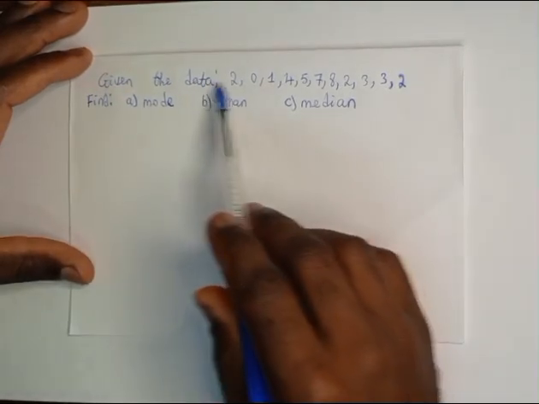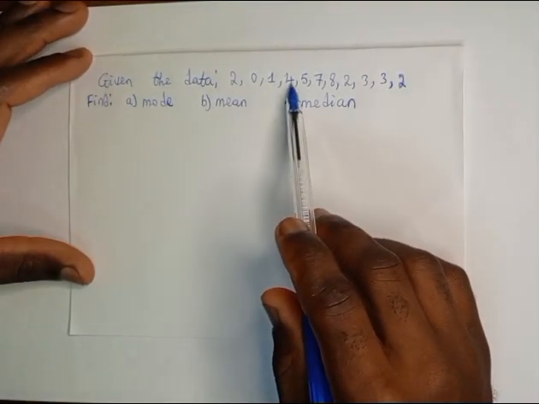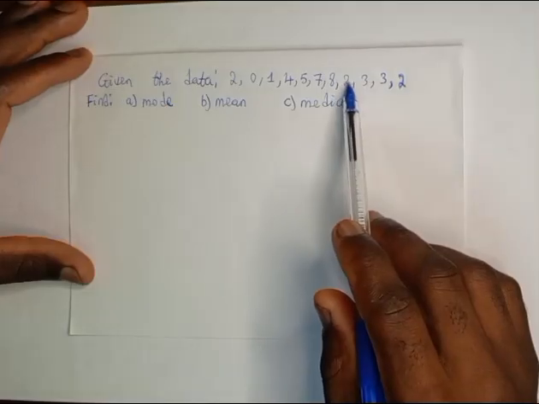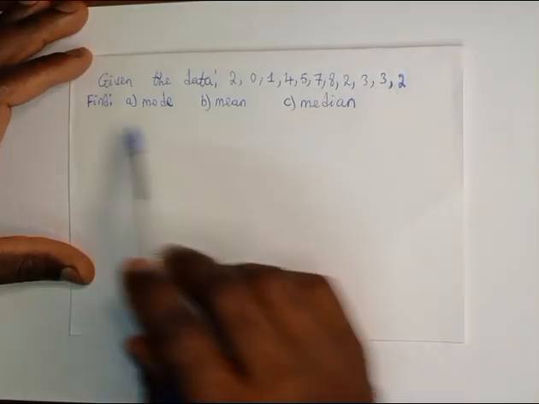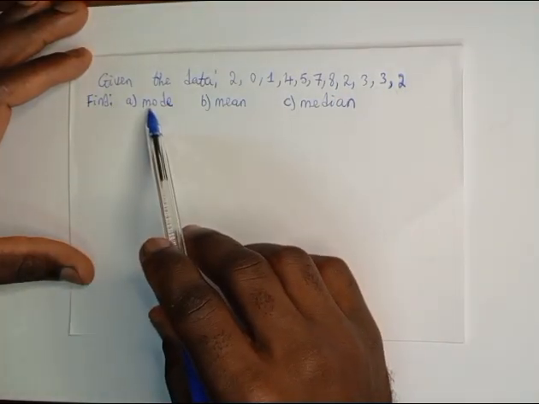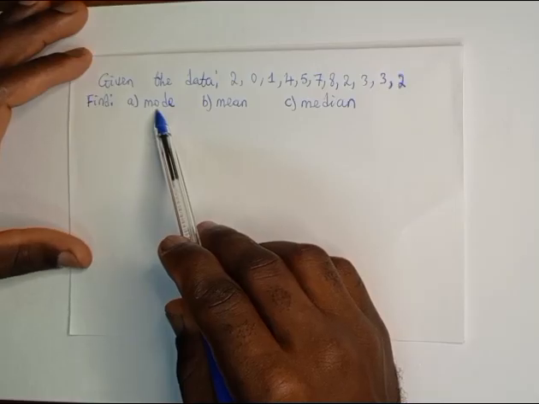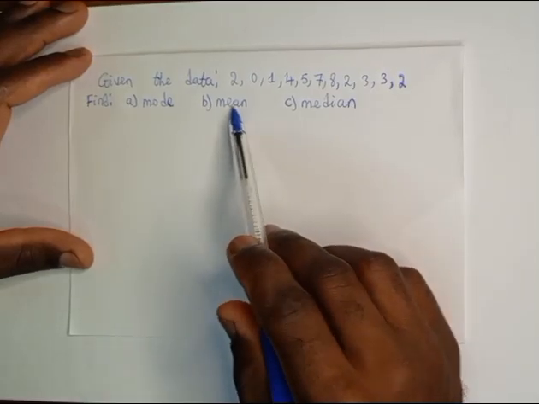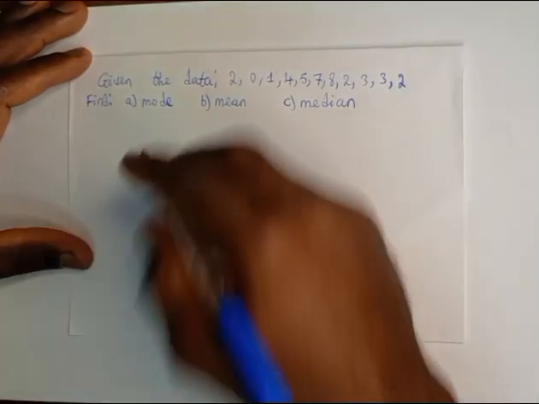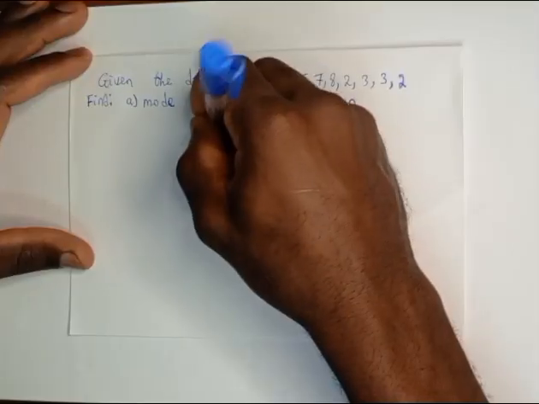Given the data 2, 0, 1, 4, 5, 7, 8, 2, 3, 3, 2, find question A, the mode, B, the mean, C, the median. We take the solution.